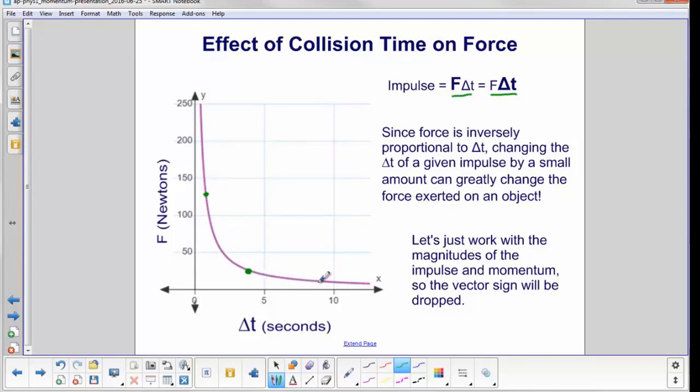And as you go longer and longer in your time interval, there's less of a change in force because frankly it's getting very tiny. Another way to look at that is we have impulse divided by delta t equals the force applied. So you can see as delta t gets smaller, F gets a lot bigger. Now we're just going to work with the magnitudes of the impulse and momentum going forward, so we're going to leave the vector sign out for now. The bold here is to show that if delta t is small, F is large. If delta t is large, F is small.